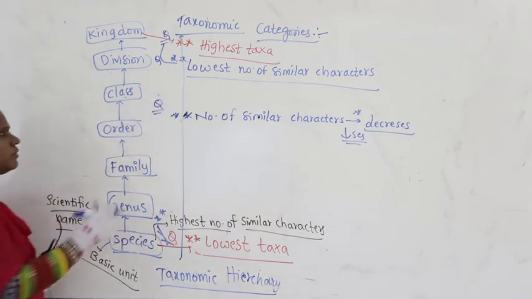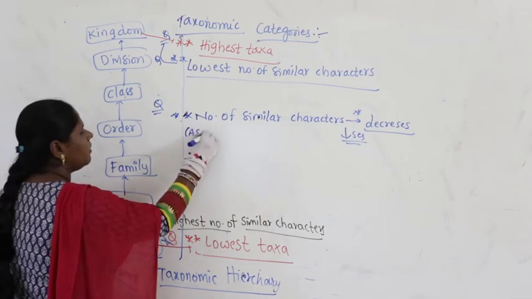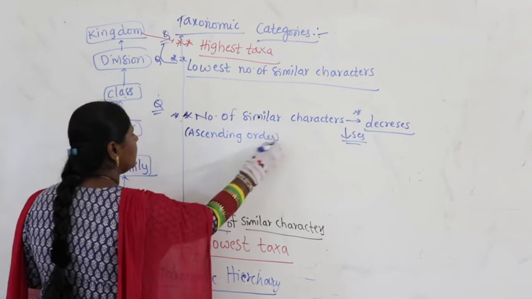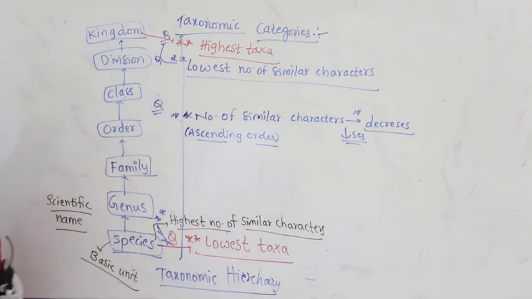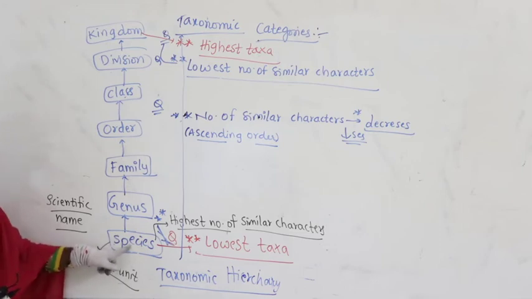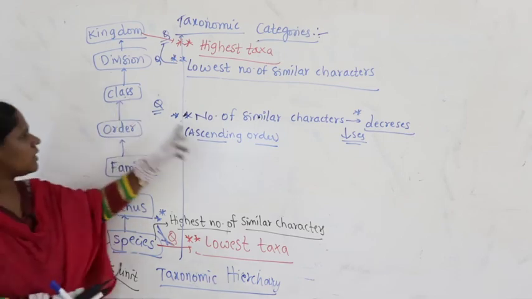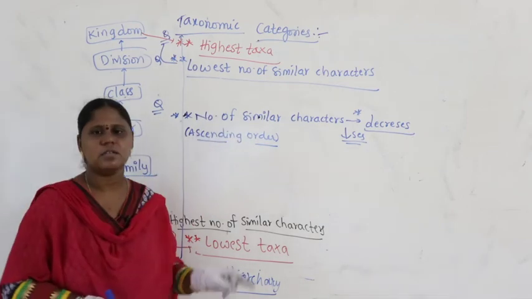What you have to look for in the question? Here we are speaking about ascending order, as you go from lower to higher. What is the lowest one? Species. What is the higher one? Kingdom. When you go from species to kingdom, the number of similar characters decreases.